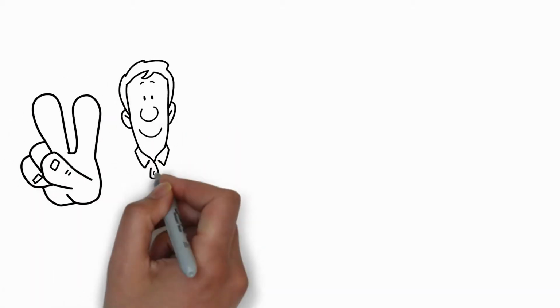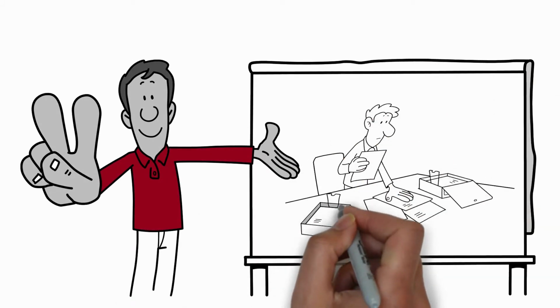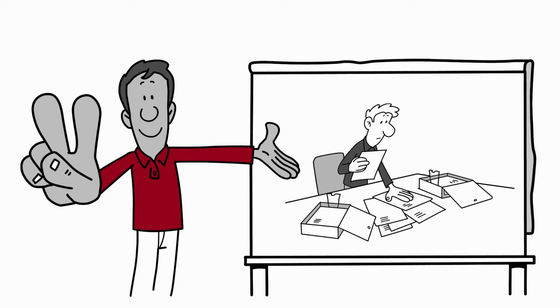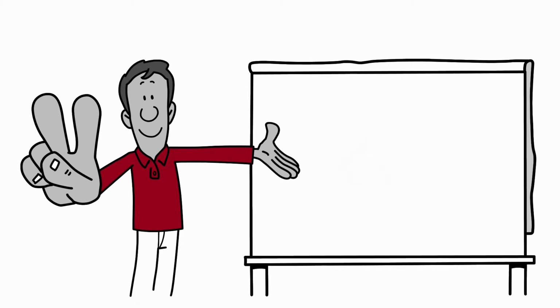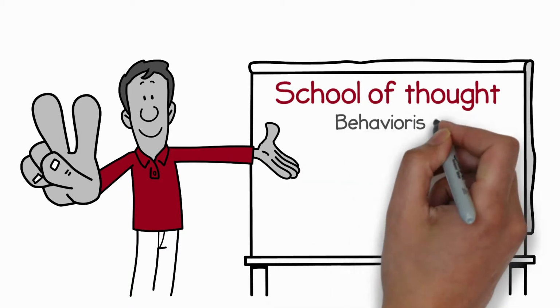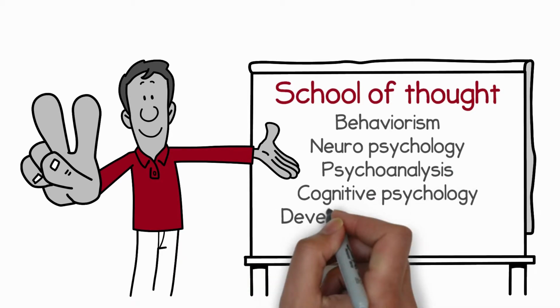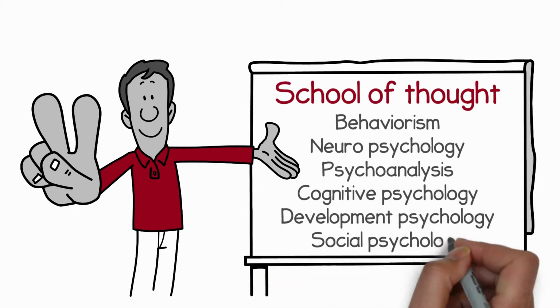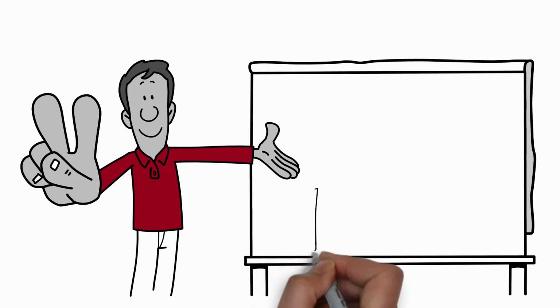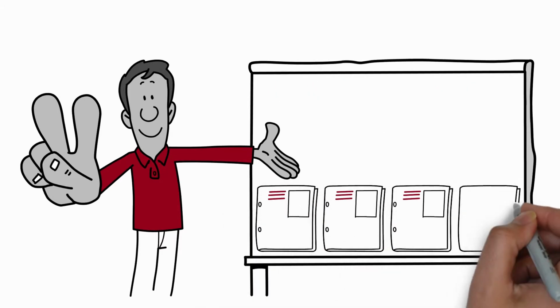The two most important aspects to keep in mind when asking what the similarities and differences amongst assessments are the following. Firstly, to determine the school of thought that the specific test is based on, be it behaviorism, neuropsychology, psychoanalysis, cognitive psychology, development, or social psychology. The second important aspect to remember is that the questionnaires have different purposes.